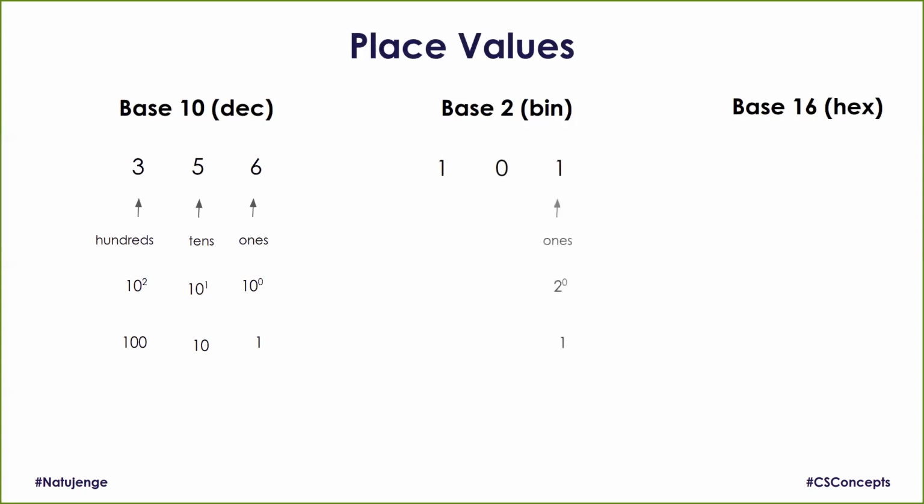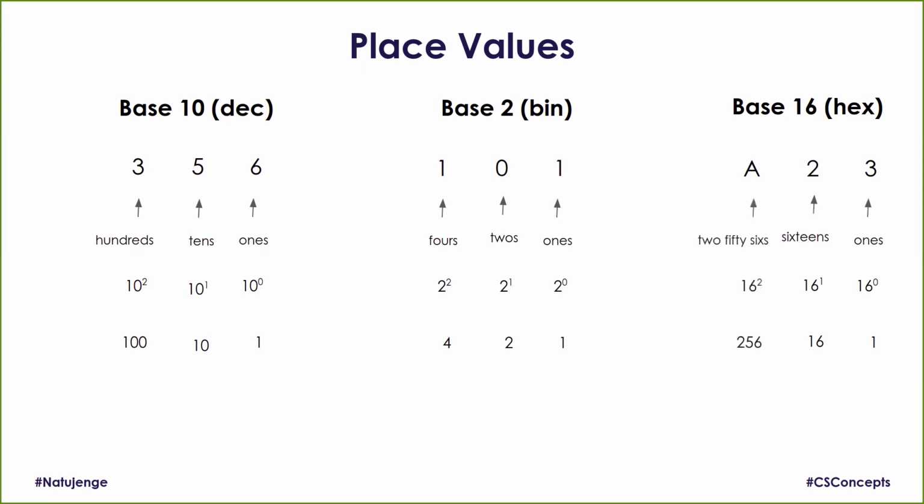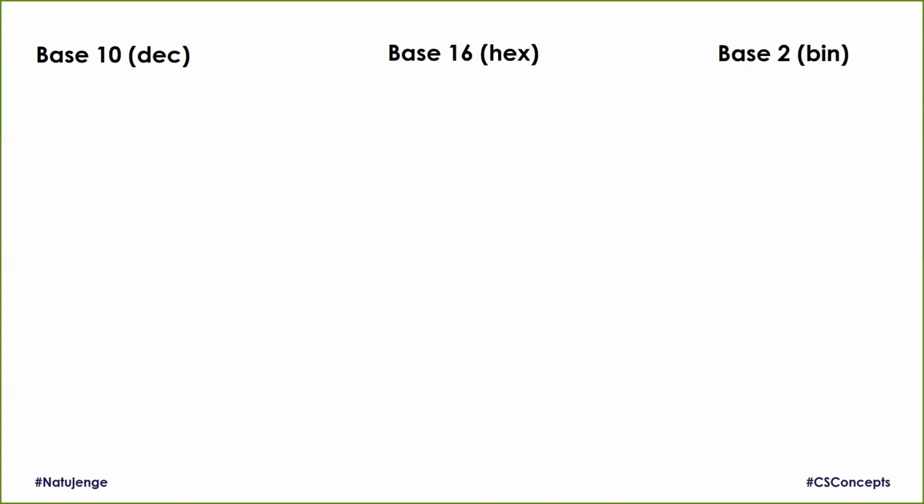Similar concept, we move to base 2. So we have 1s, 2s, which is 2 to the power 1, and then 4s, which is 2 to the power 2. Base 16, we use the same concept. 1s, then 16s, or 16 to the power 1, and then 256, which is 16 squared. So now we move on to the computations, now that you know the place values.